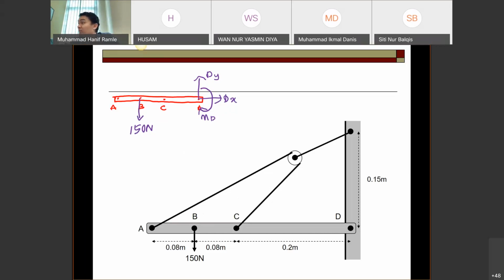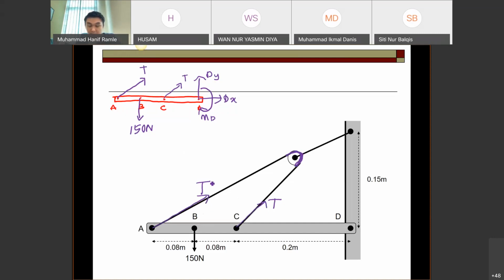Someone? 6 minutes left. Tension AC. Okay, tension, yes. So it is coming from A. Let's say I put it T only, because there is only T. And C also T, because it is the same cable. It is the same cable because this is the pulley system. So we have this tension and this tension T.